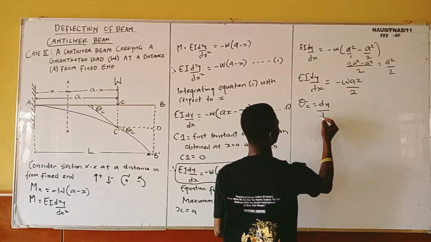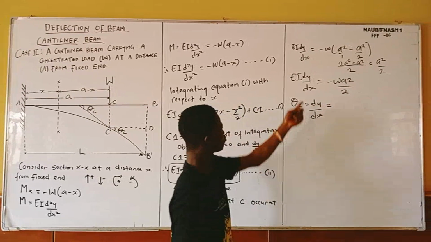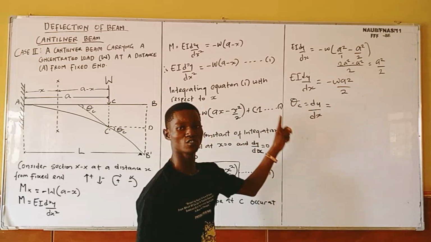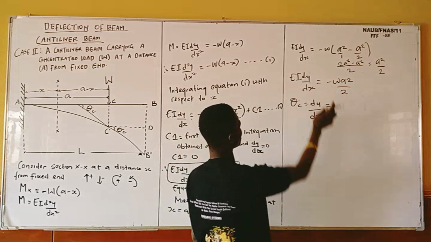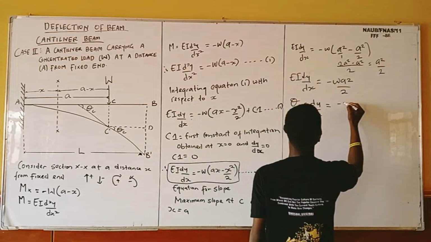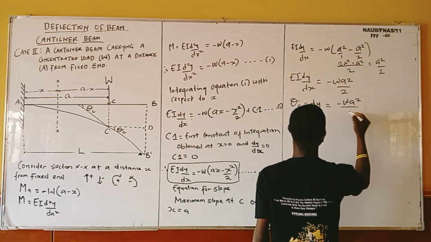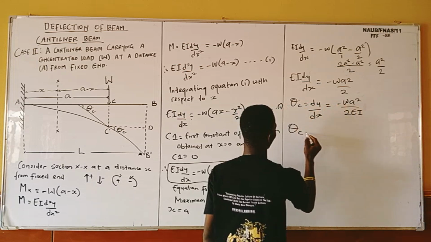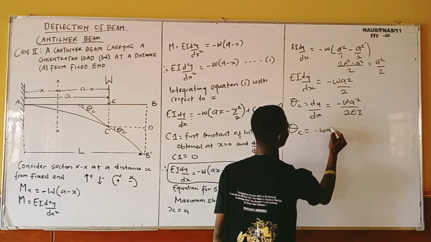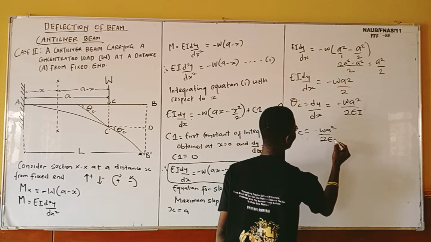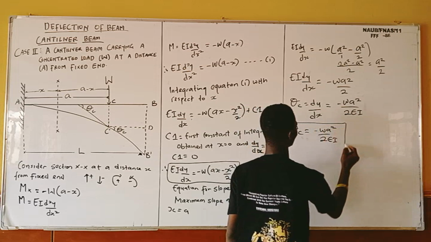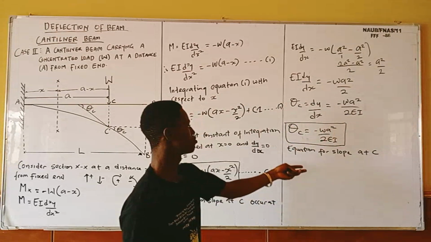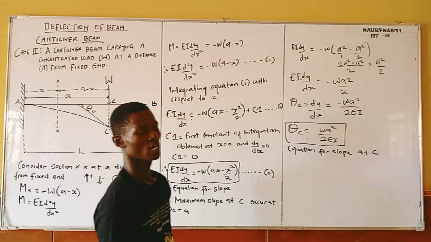Our slope at point C is the same thing as our dy/dx. For us to have dy/dx here, we divide both sides by EI, which is our flexural rigidity. So by dividing both sides by EI, we are going to have minus W A squared over 2 EI. So this is our equation for slope at C.